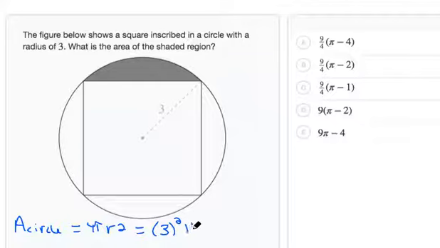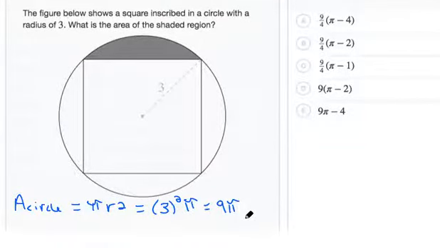3 squared times pi, which gives us 9 pi. So now our shaded portion is going to be 1/4 of this whole area of the circle minus this. So we're going to hold on to that area of the circle for now. We're going to need to find the area of the square next.